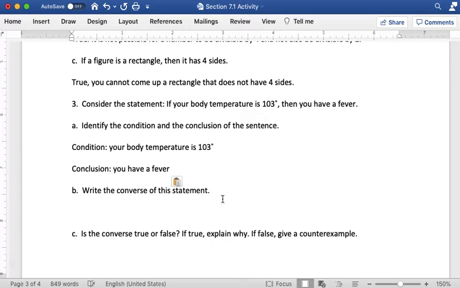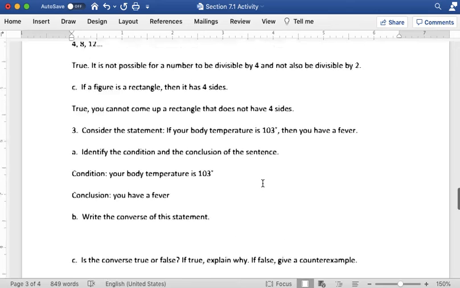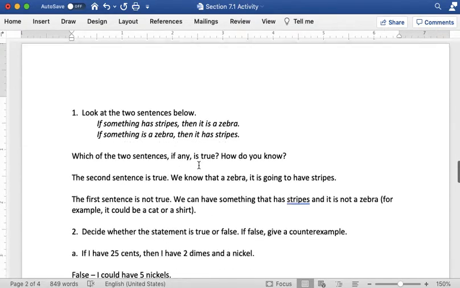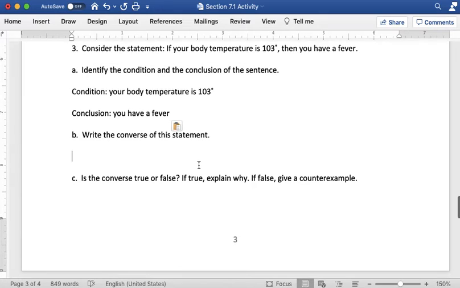Part B says to write the converse of this statement. So going back to our definition box, the converse means we write if B, then A. If conclusion, then condition. So we're switching the conclusion and the condition. So if you have a fever, that's the conclusion, it's going to become the condition, and the condition is going to become the conclusion. So if you have a fever, then your body temperature is 103 degrees.